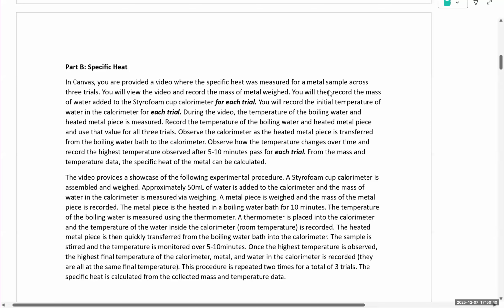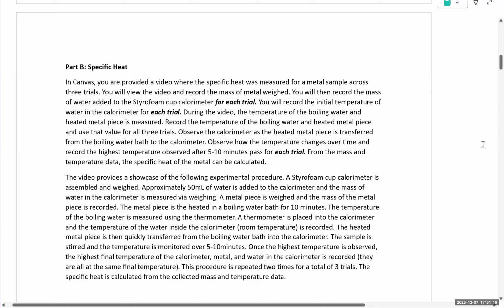You're then going to record the mass of water added to the styrofoam cup calorimeter for each trial. You're going to record the initial temperature of water in the calorimeter each trial. During the video, we're going to heat the metal sample using a boiling water bath. The temperature of the boiling water bath is going to be consistent across all of the trials. So when we measure the temperature of the boiling water bath, you're going to want to record that temperature. You're going to record the temperature of the boiling water, which is the same as the temperature of the heated metal piece, and you're going to use that value for all 3 trials.